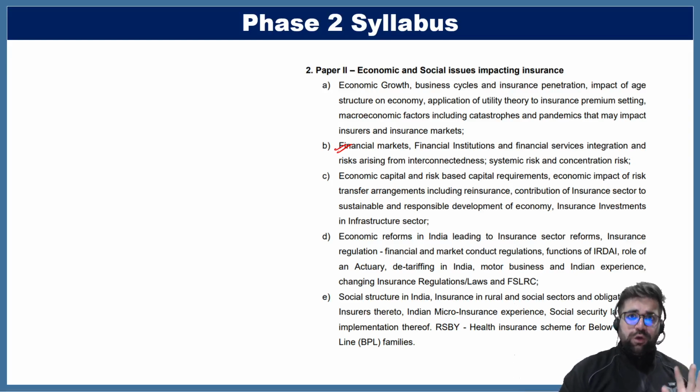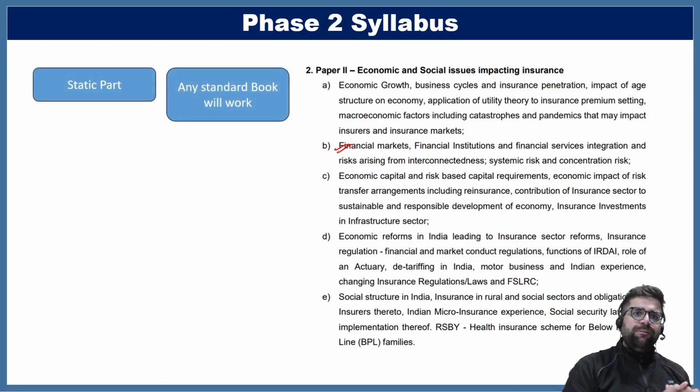But if you are following them, use them for the static part only. The static part can be done with any standard book. But please understand, do not overread, because over here the static part is not that important. I would only say concepts like economic growth and basic economic understanding are required. So if you are reading Ramesh Singh, just read it from a basic perspective. There is no need to go too deep.